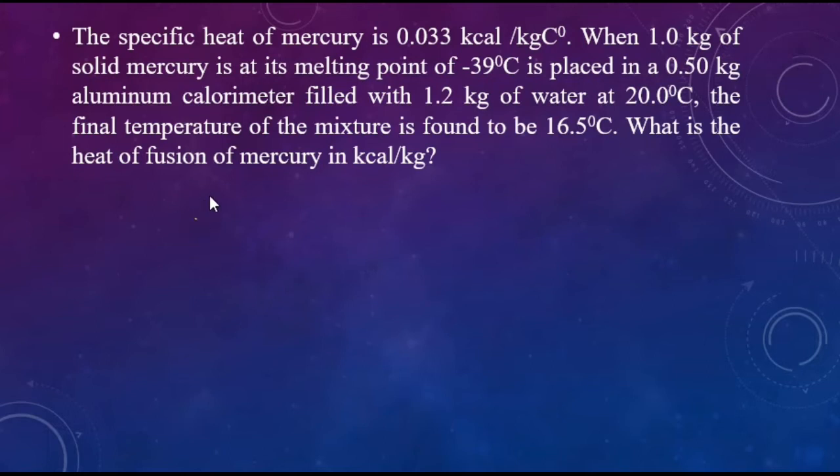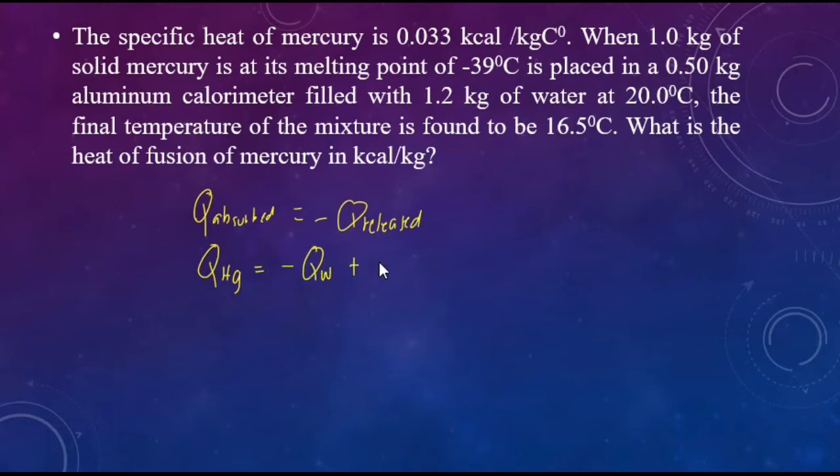Okay, so you have here Q absorbed is equal to the Q released. So this one is negative. So again, as I have mentioned, Q will be absorbed by the mercury, and then it will be released by the water, plus it will be released by the aluminum. So you can see there, negative Q of water plus negative Q of aluminum also. And take note also that it's already at its melting point.